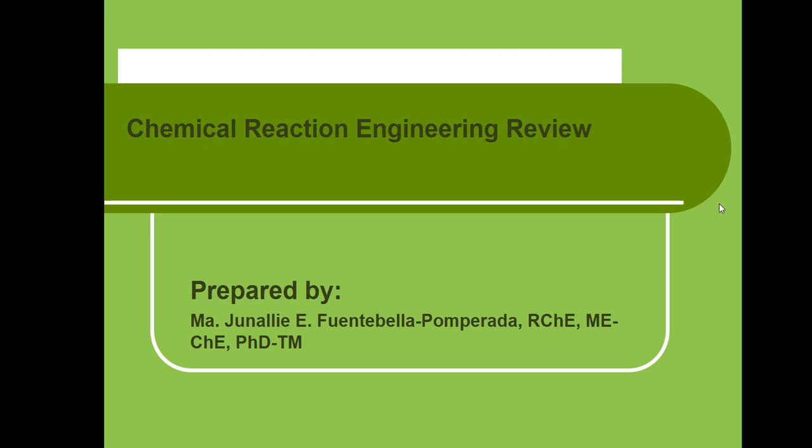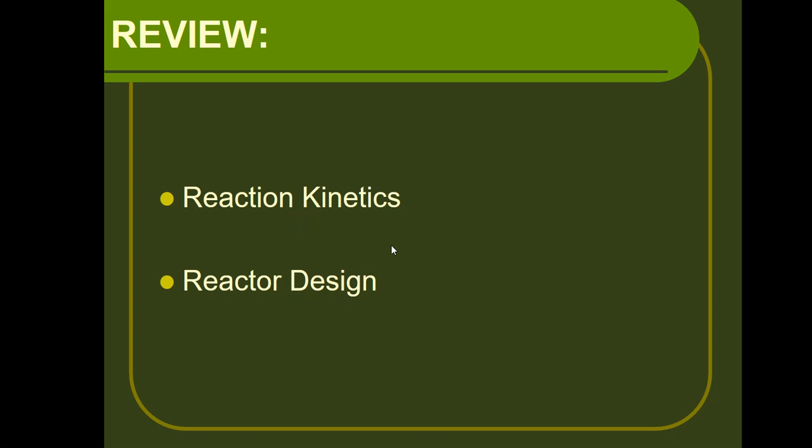Good day everyone. So for today we will review chemical reaction engineering. Now when we speak of chemical reaction engineering, it covers two topics, reaction kinetics and reactor design. We will look into each part as we go along so that at the end, our primary objective is that we will be able to come up with the correct design of the reactor that will facilitate a given reaction. So what is needed for reactor design is the fundamental principles of kinetics.